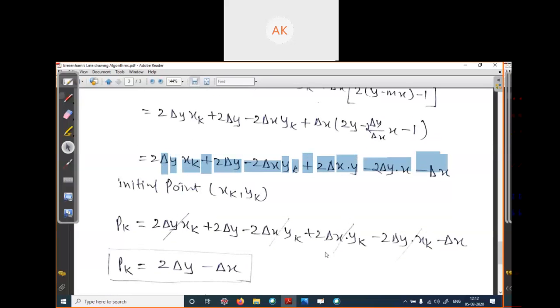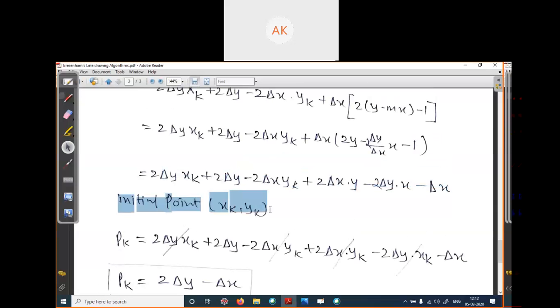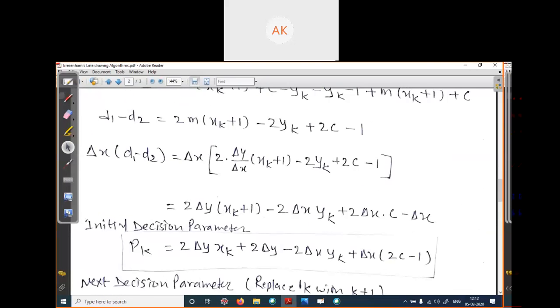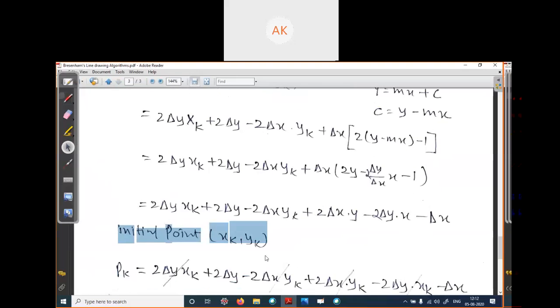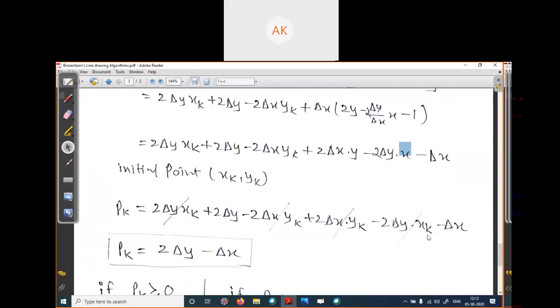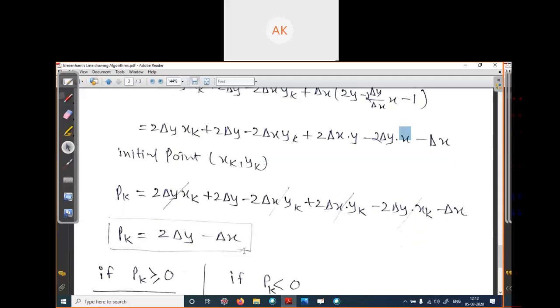Okay, and at the initial point, when you are calculating the initial descent parameter, your initial point is xk, yk. As you can see in this graph, your initial point is xk, yk. So I just replaced x and y, this is y, this is x, with xk and yk, and simplified again. When you simplify this, you will get this equation: pk, meaning the initial descent parameter, will be 2y minus dx. Okay, is this clear?